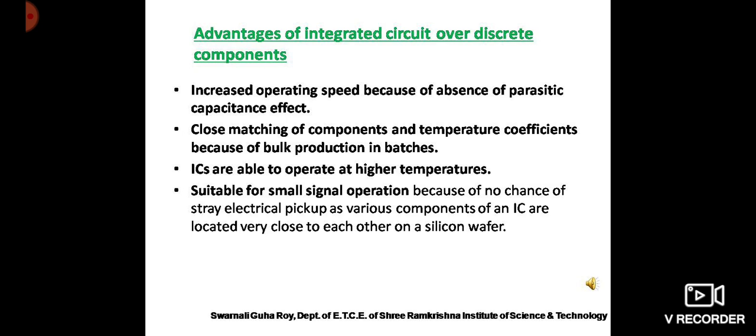So the distance between the components inside the IC is very small. That is, the interconnection length between the components is very small. So there is no chance of stray electrical pickup or noise pickup. So it is possible to use ICs for small signal operation.